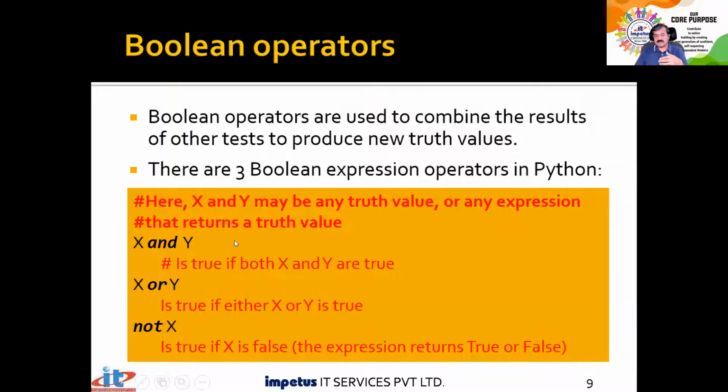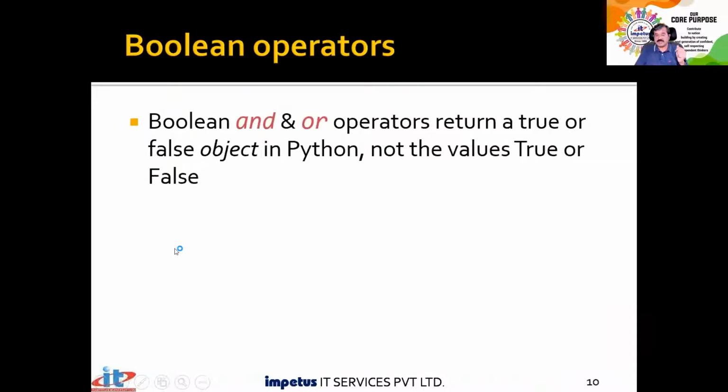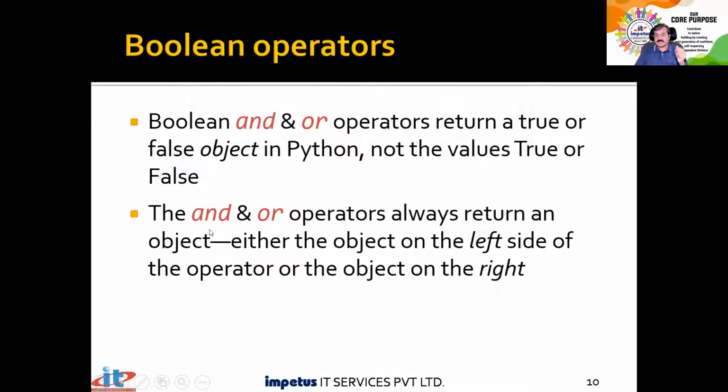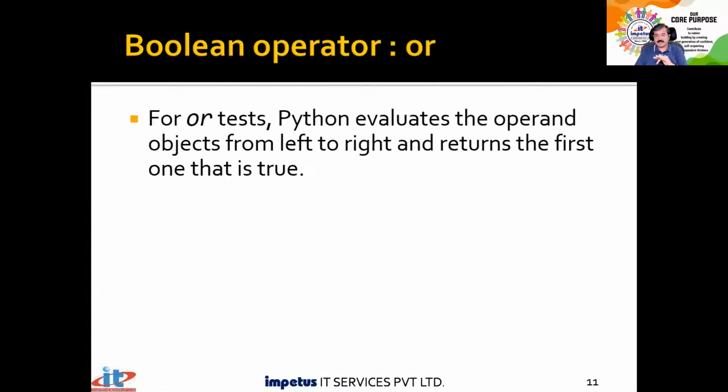So here, when we said X and Y, or X or Y, in both cases we will not get true or false. If both X and Y represent true, the result is true, but it will not return you TRUE, it will return you either X or Y, whichever represents true. In X or Y, if both are true, then it will return an object. Now the question is, which object will it return? Will it return X or will it return Y? That we really need to understand. So an and or or operator always returns an object, either the object on the left-hand side, that was X, or the object on the right-hand side, that was Y.